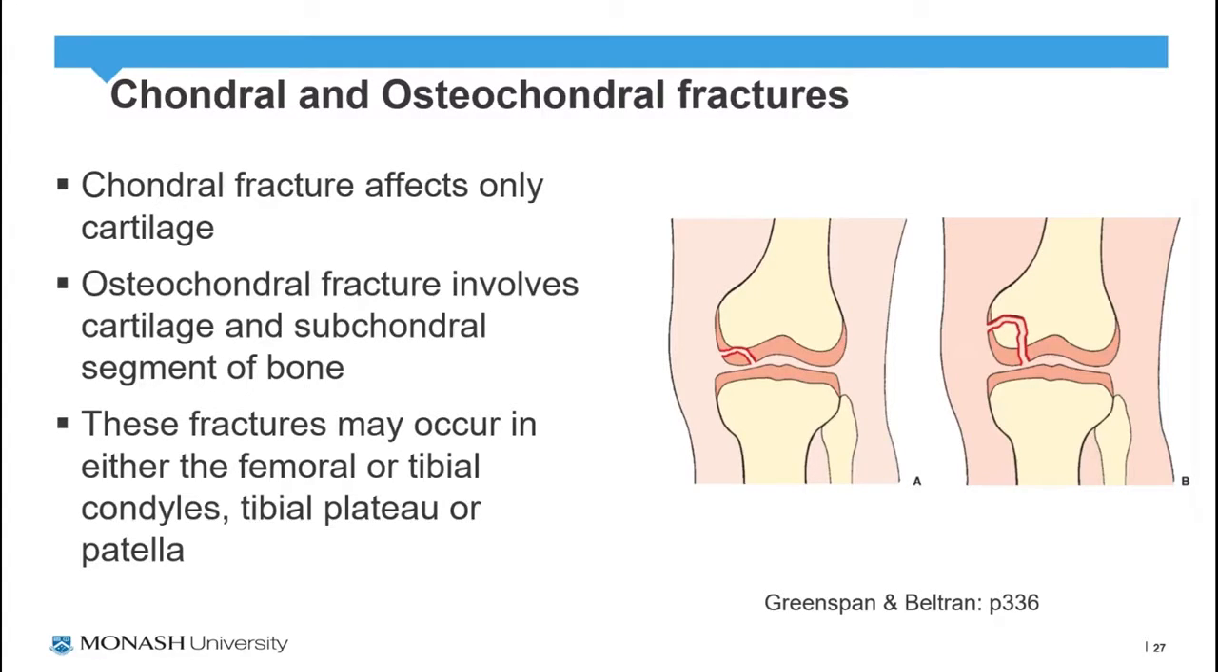Chondral and osteochondral fractures. So chondral fractures affect only the cartilage, as seen in image A, whereas osteochondral fractures involve both the cartilage and the subchondral segment of bone, as in this diagram B. These fractures may occur in the femoral or tibial condyles, the tibial plateau, or the patella.